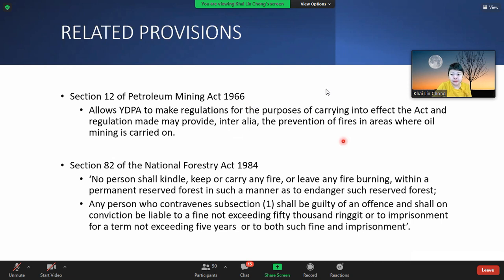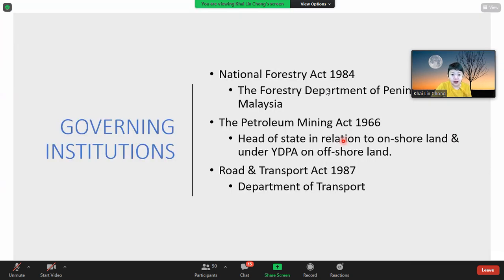Okay. Right. So the governing institutions, National Forestry Act adalah di bawah Jabatan Perhilitan. Petroleum mining di bawah offshore punya. Dan juga under YDPA on the offshore. Okay. And then road and transport. So Department of Transport. Yang ni untuk air pollution.